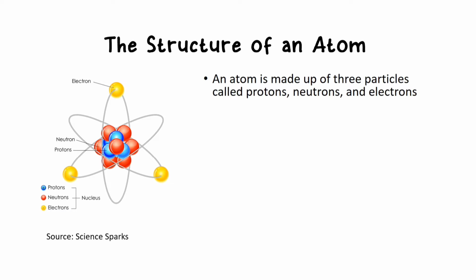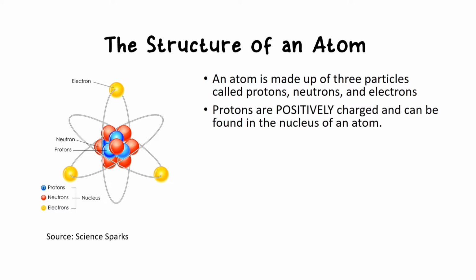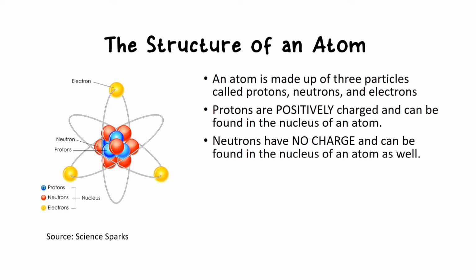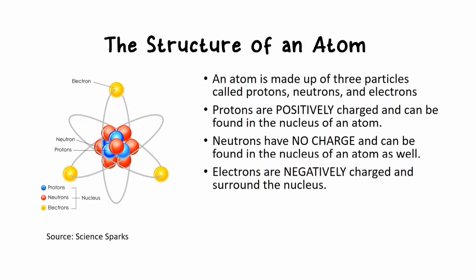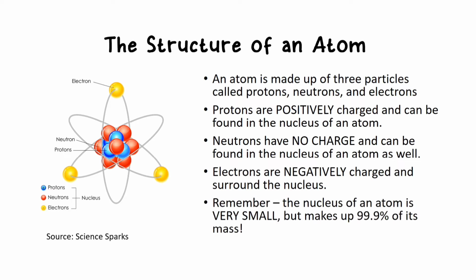An atom is made up of three particles called protons, neutrons, and electrons. Protons are positively charged and can be found in the nucleus of an atom. Neutrons have no charge and can be found in the nucleus as well. Electrons are negatively charged and surround the nucleus. Remember, the nucleus of an atom is very small, but it makes up 99.9% of its mass.